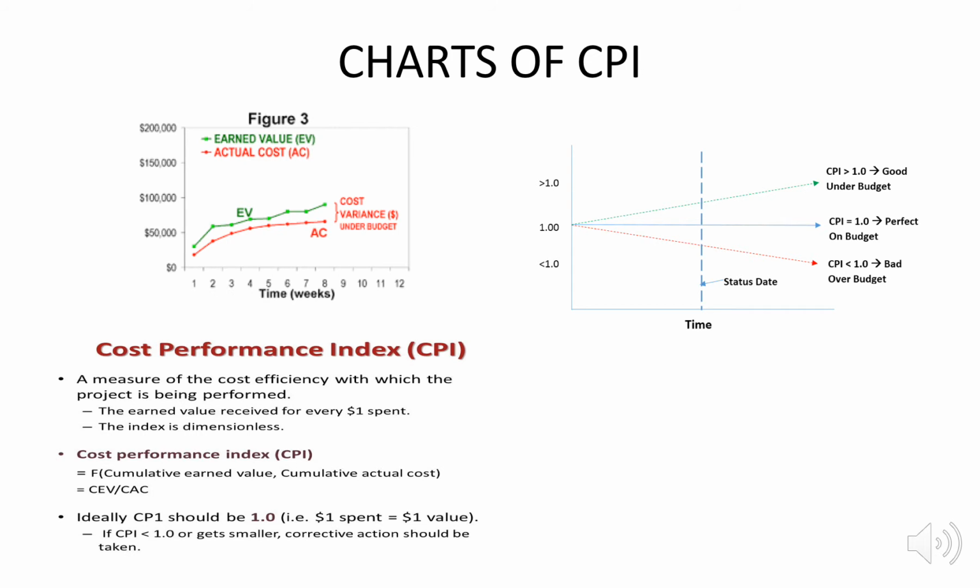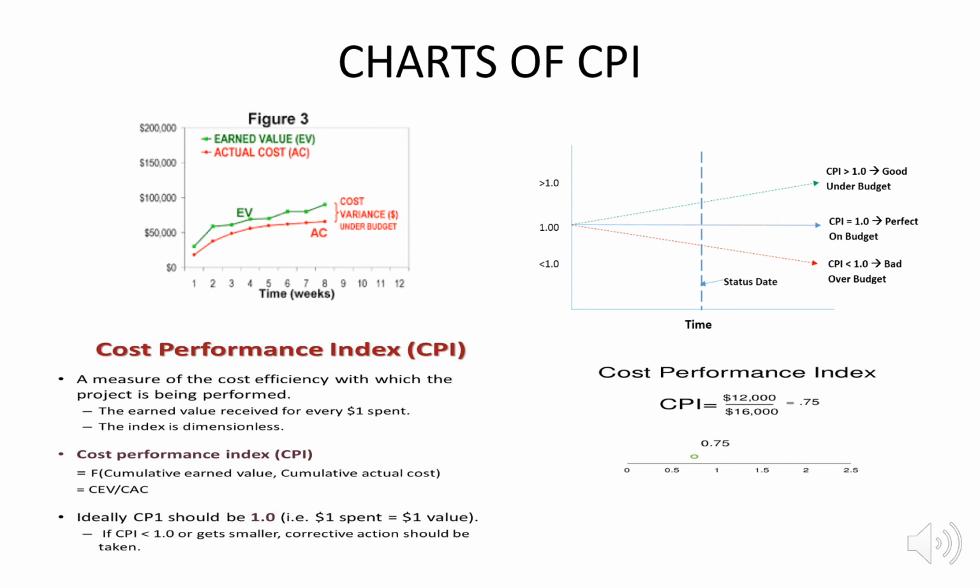Ideally, CPI should be 1, that is, for every dollar spent, we get a dollar of value. If CPI is less than 1, it gets smaller. If it's smaller, it's over the budget, and corrective action should be taken.